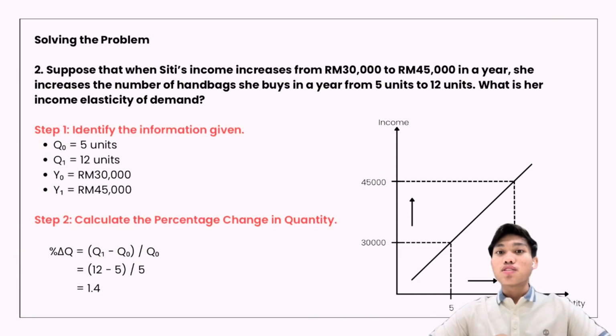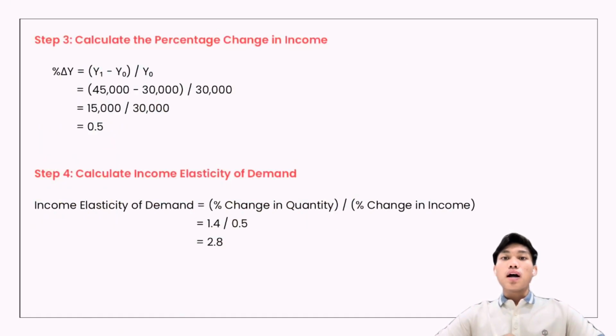Let's do the math. First and foremost, the percentage change in quantity. The change is from 5 to 12 units, which is an increase of 7. So 7 divided by the original 5 gives us 1.4, or a 140% increase. Next, we find the percentage change in income. Her income increased by RM15,000. So 15,000 divided by the original 30,000 gives us 0.5, or a 50% increase. Now, the final calculation. We take 1.5 and divide it by 0.5. The result will be 2.8.